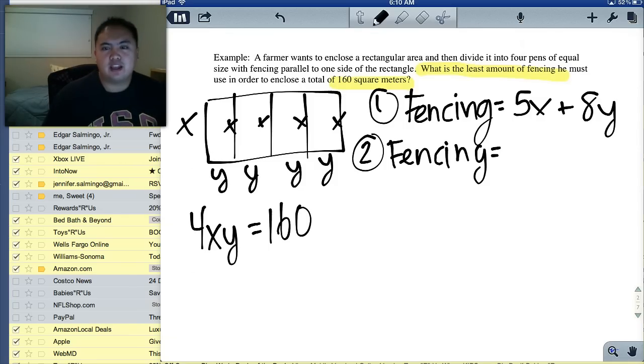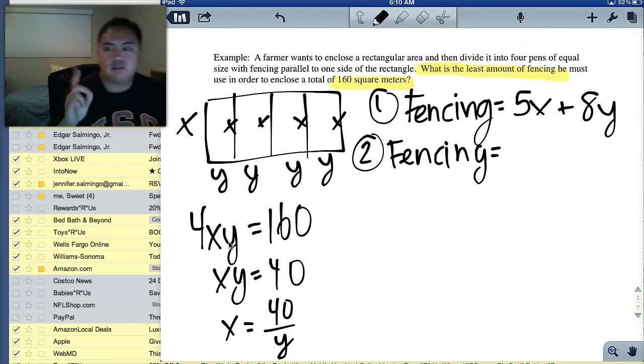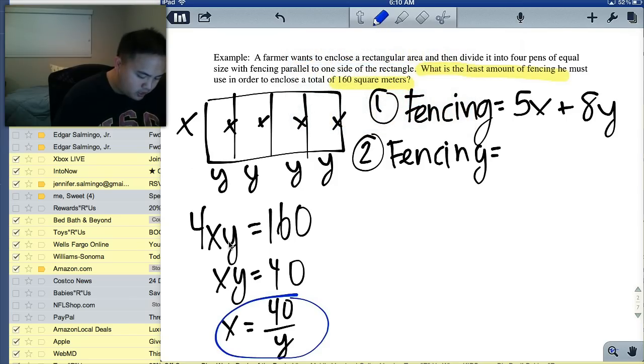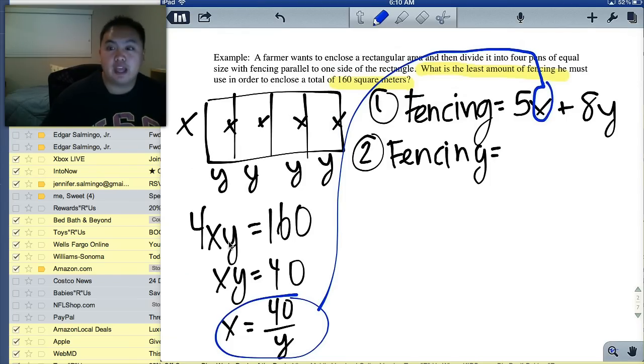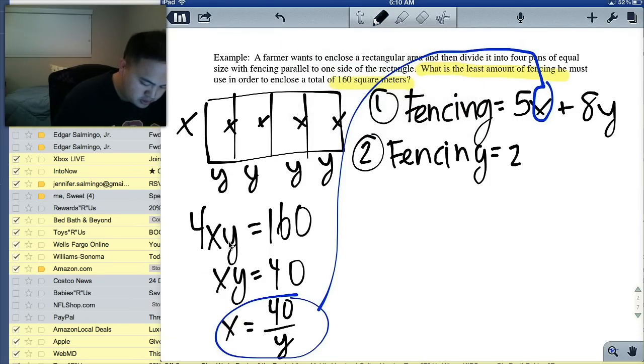Now, again, I need to get this into one variable. So looking at this, I'm going to solve for x or y. It doesn't even matter which one you choose. We're going to solve for one of them. Let's say I'm going to solve for x. So the first thing I'll do is divide by 4. So xy equals 40. Or x equals 40 over y. So all I did was solve for one letter. Because now, if x equals 40 over y, I could plug that in there and I will only get one variable. So my new equation for step 2 is going to be 200. Oh, let me take one step back.